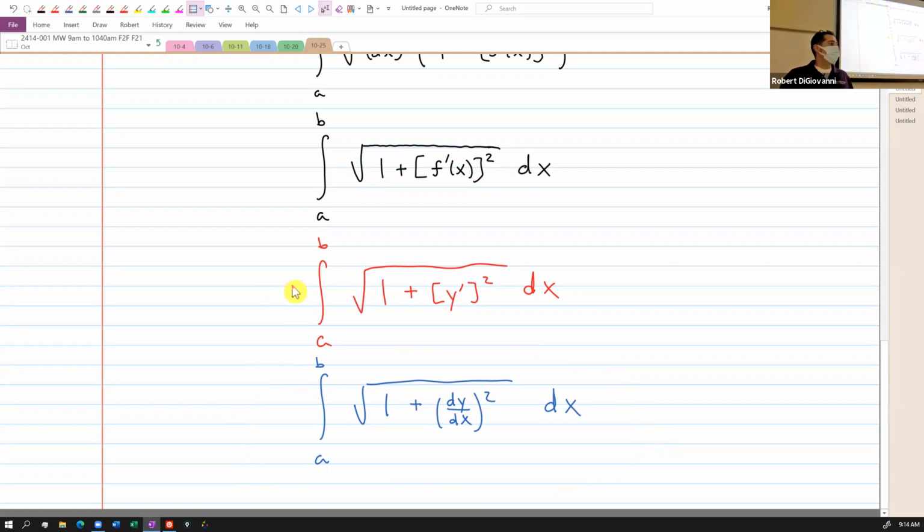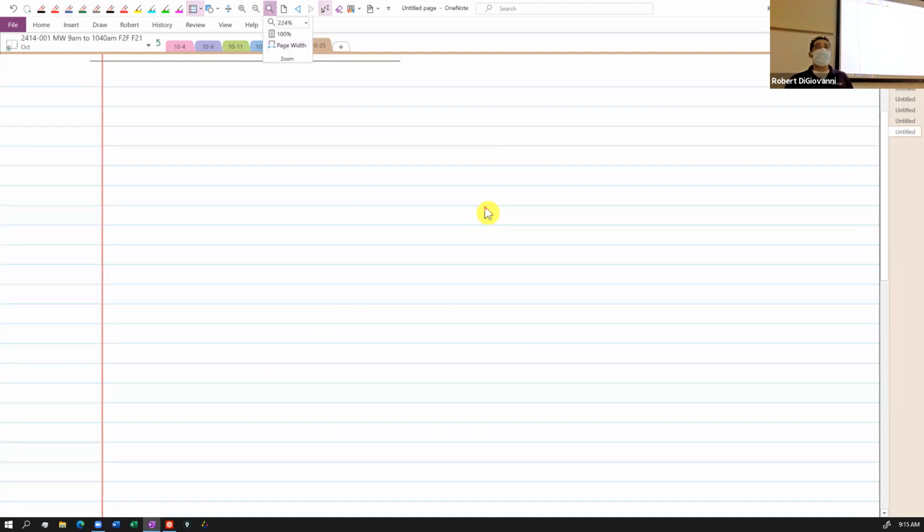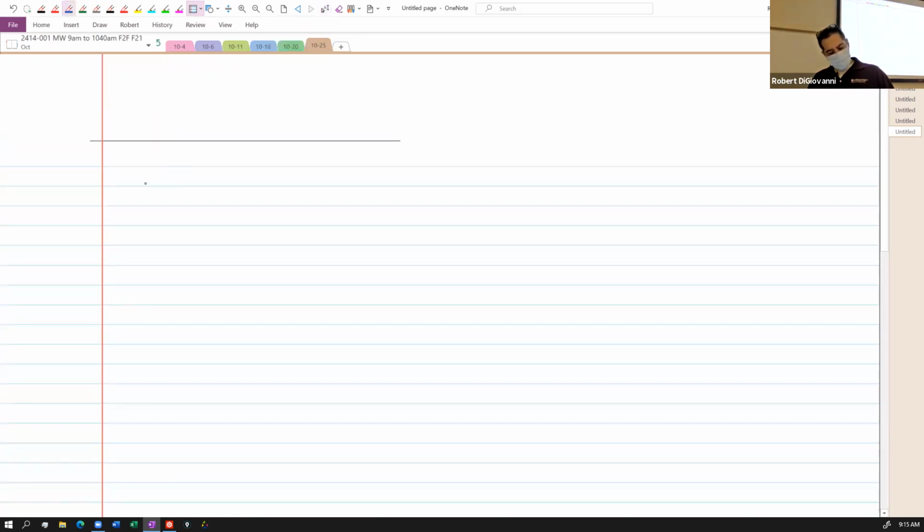No? Okay. Let's do an example. I think it's worth doing an example. So what do we want to find the length of? Let's try just something very, very simple, like x squared. Let's see if x squared is even doable. All right, so let's find the length of y equals x squared on the interval 1 to 3.